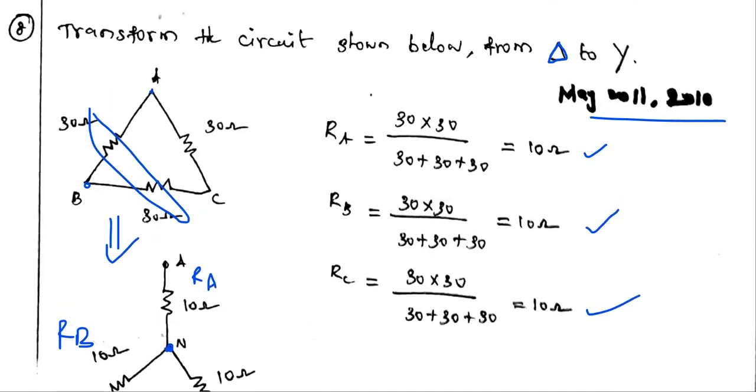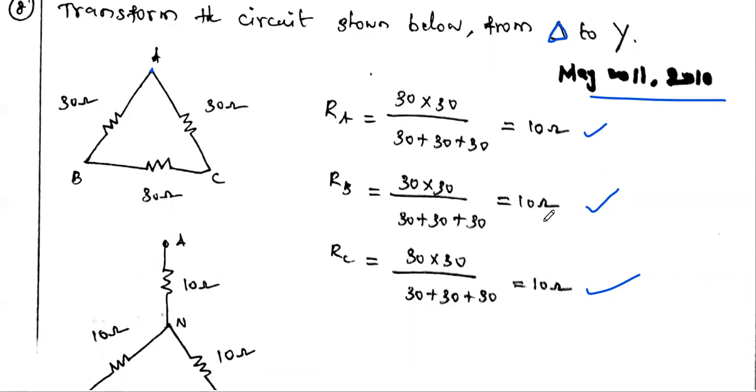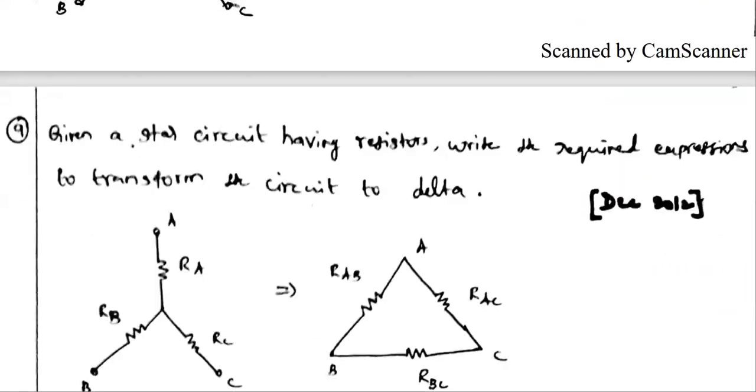So similar to this problem, you may definitely get a 1 or 2 mark question from the star to delta conversion and delta to star conversion. This is a May 2011 and 10 question. So this is one type of problem. And another problem, this is the December 2012 question.